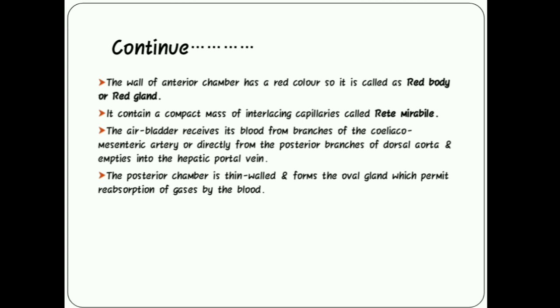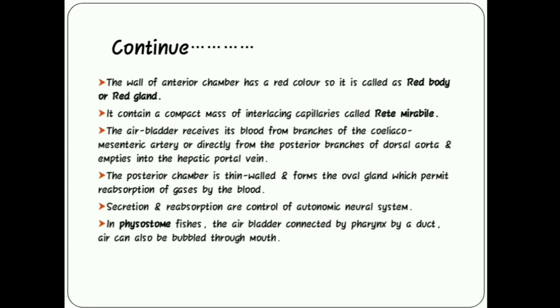Now we are discussing the posterior chamber of the air bladder. The posterior chamber wall is thin and forms oval glands and permits reabsorption of gases by the blood. It means the anterior chamber secretes gas into the blood, and the posterior chamber reabsorbs gas by the blood. Secretion and reabsorption are controlled by the autonomic nervous system.